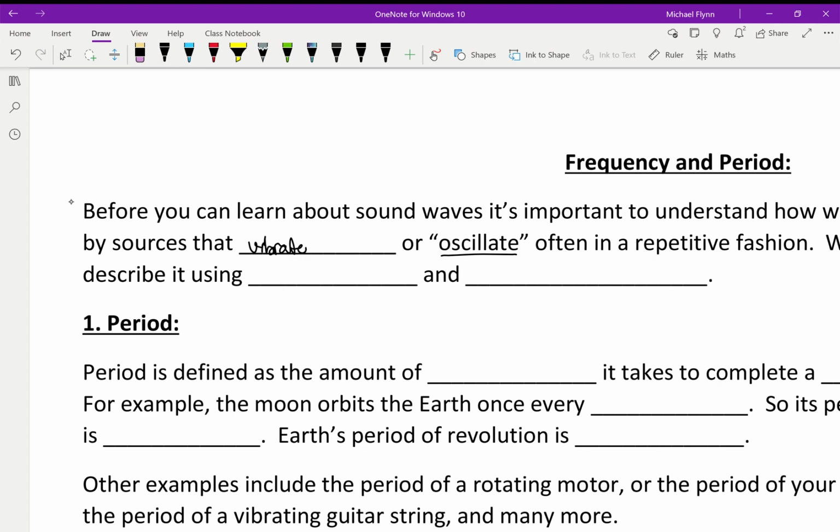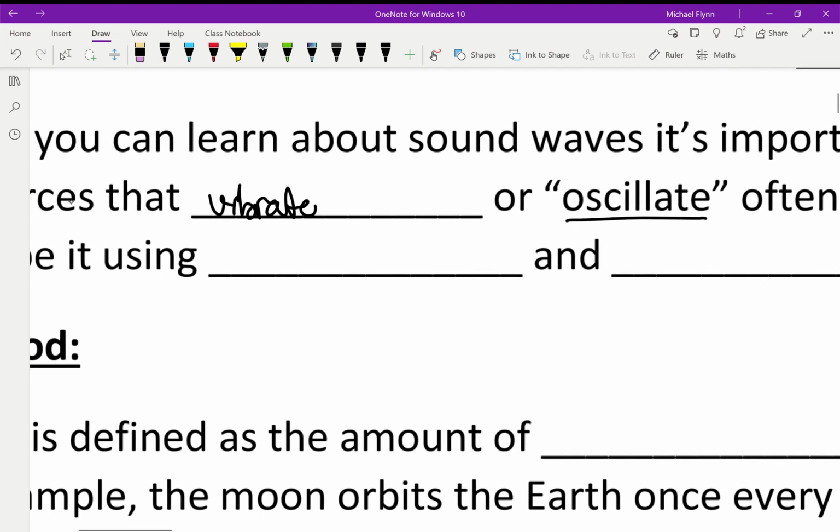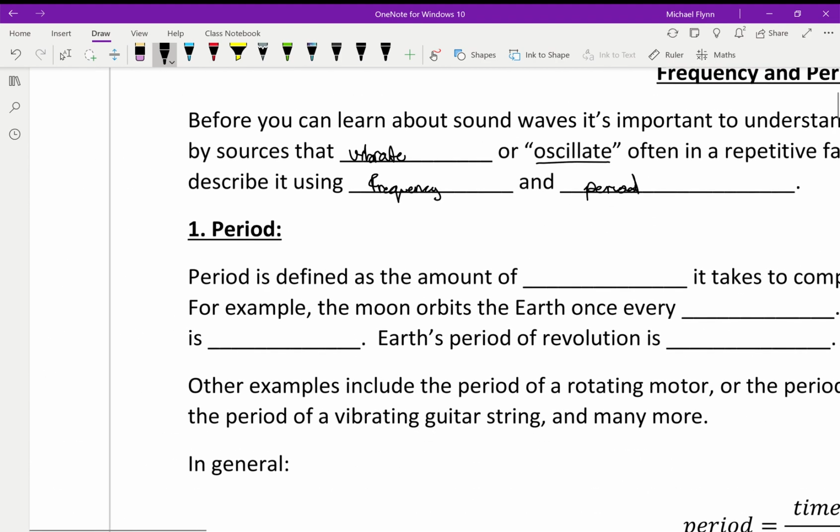Oh my goodness. Wow, it's awful. Okay, frequency. I think I need to buy a new pen. And period. These pens are $100 too. What a ripoff. Anyway, so frequency and period.